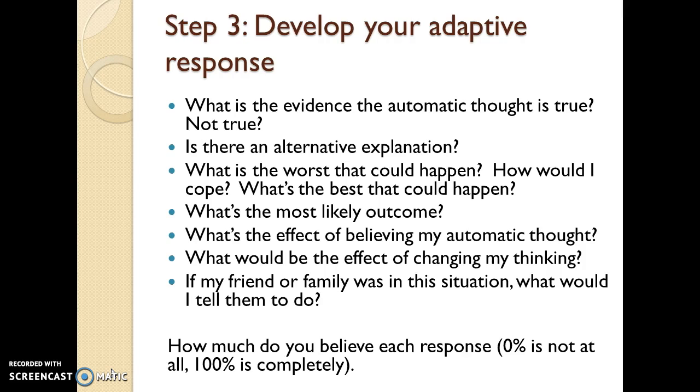Now is where the rubber hits the road. This is where you develop your adaptive response. What you're actually doing is asking yourself a bunch of questions to sort of look a little closer at this automatic thought and maybe pick it apart a bit. So questions that you can ask yourself is, what is the evidence this automatic thought is true or not true? Is there an alternative explanation?